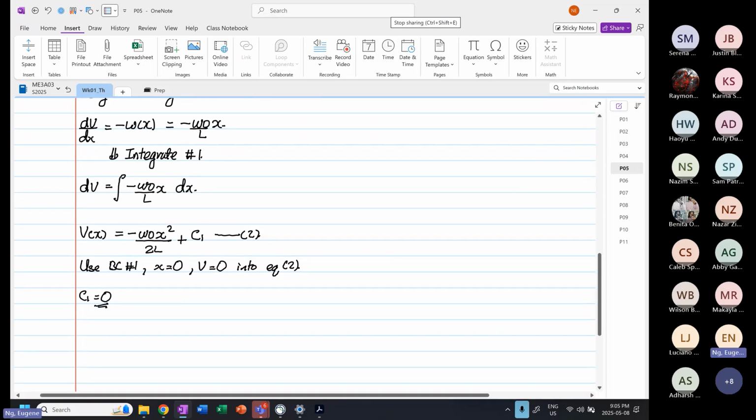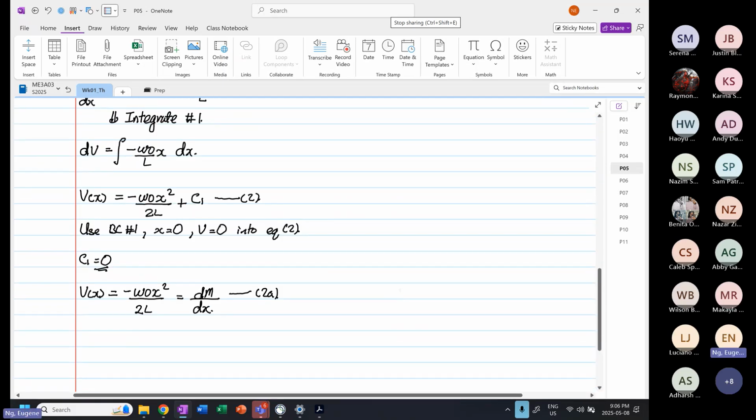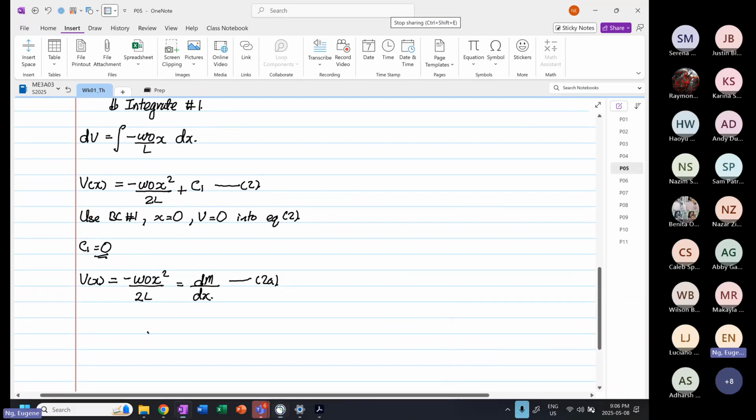So we have v as a function of x equal to minus omega naught x squared over 2L. My L looks like a 2. And this is equal to dm over dx. This is our equation 2a. Then we're going to integrate again.